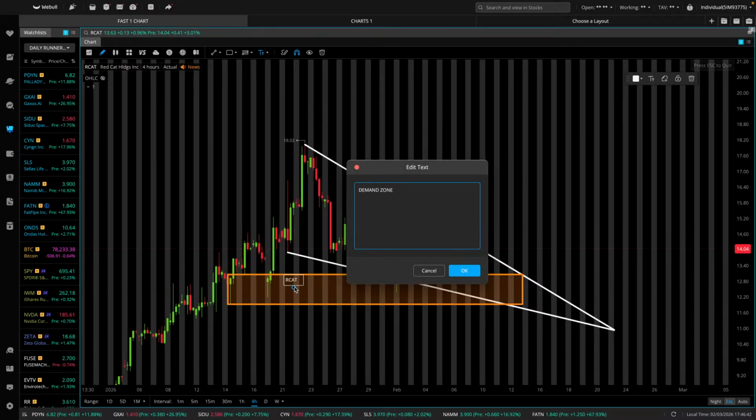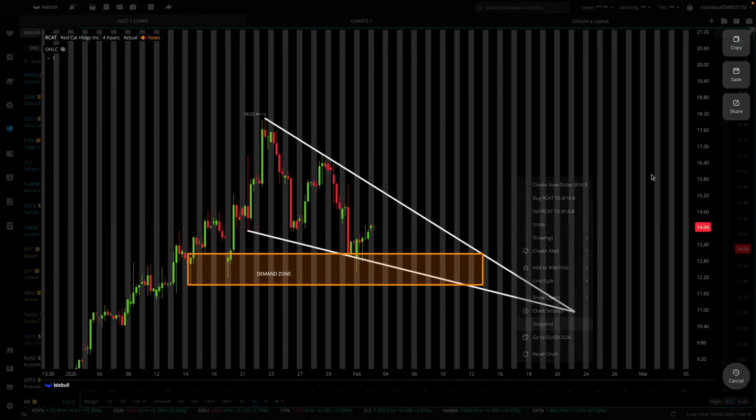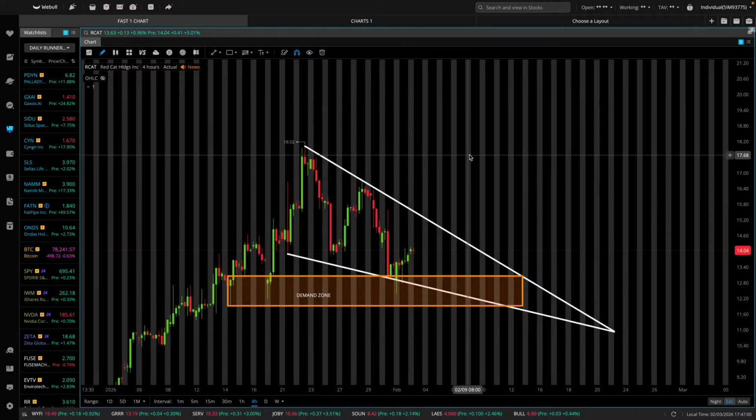Demand zone. Right, guys, let's get some questions in here. Questions. Let's go. I know everyone's got a question. This is set up for a reversal, RCAT. So if you're looking for a long-term play or swing play, this looks pretty decent for a push to the upside, right?